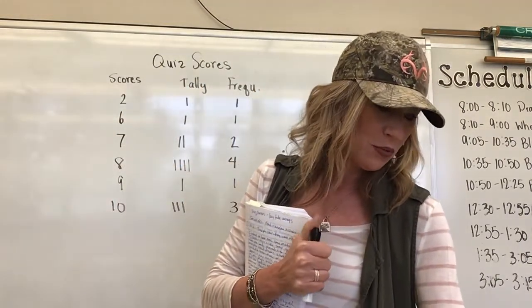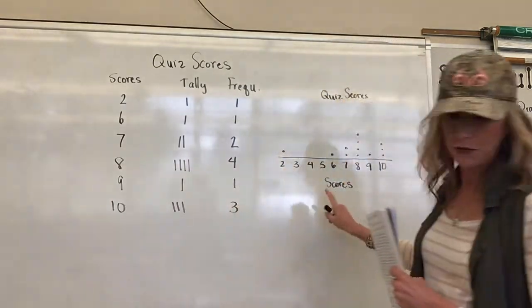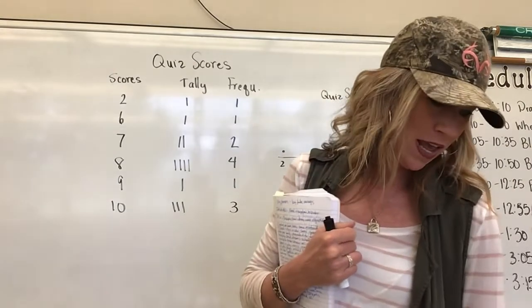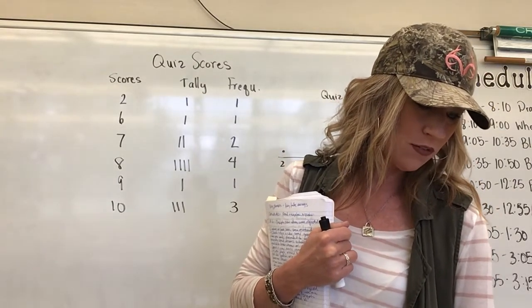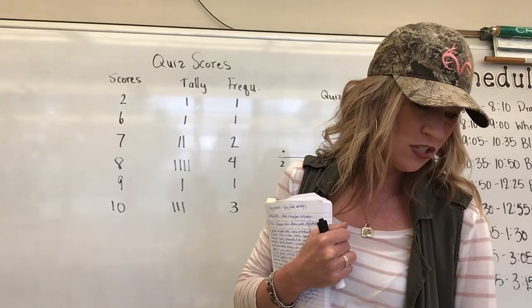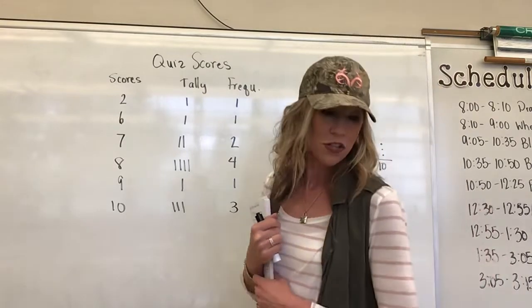So we made our frequency table and a dot plot of the quiz scores. We did it. Frequency table, dot plot. Okay, there's letter A. Now use either the frequency table or the dot plot to identify any outliers. Which display did you use? Explain your choice. Okay, let's look at that.